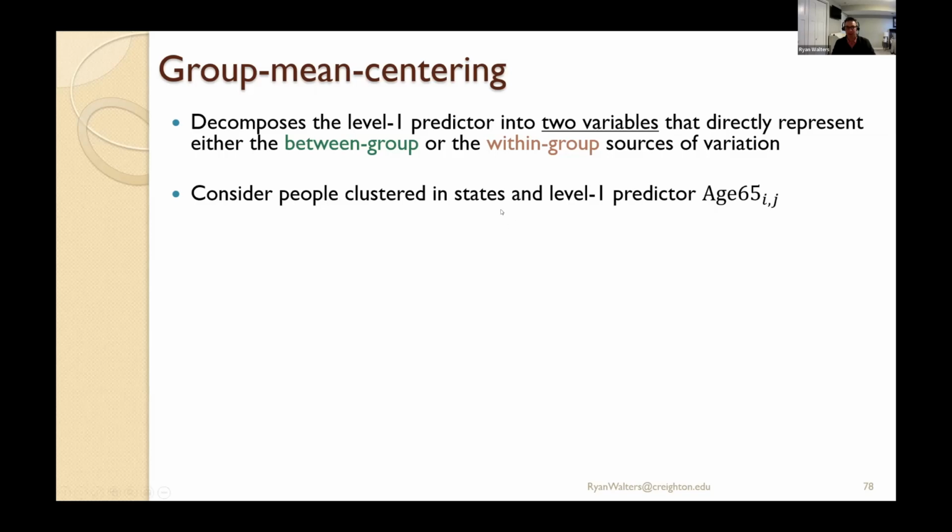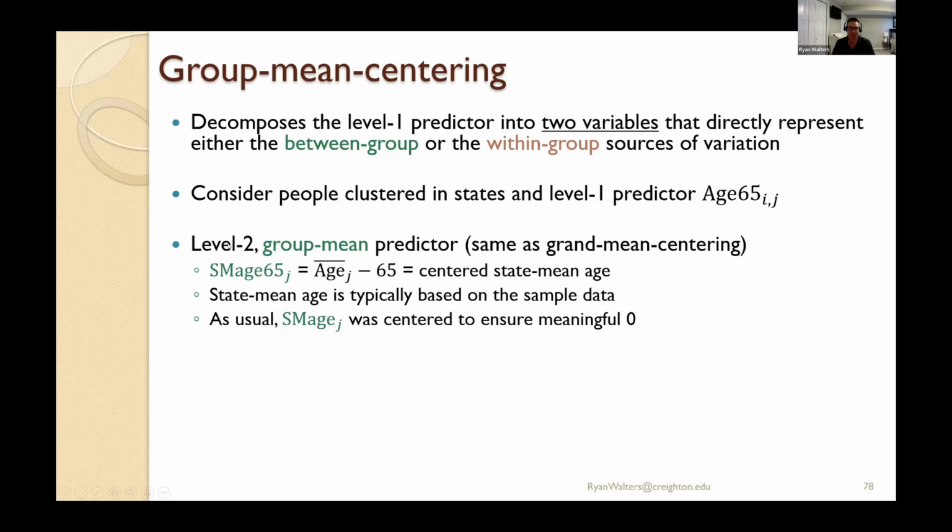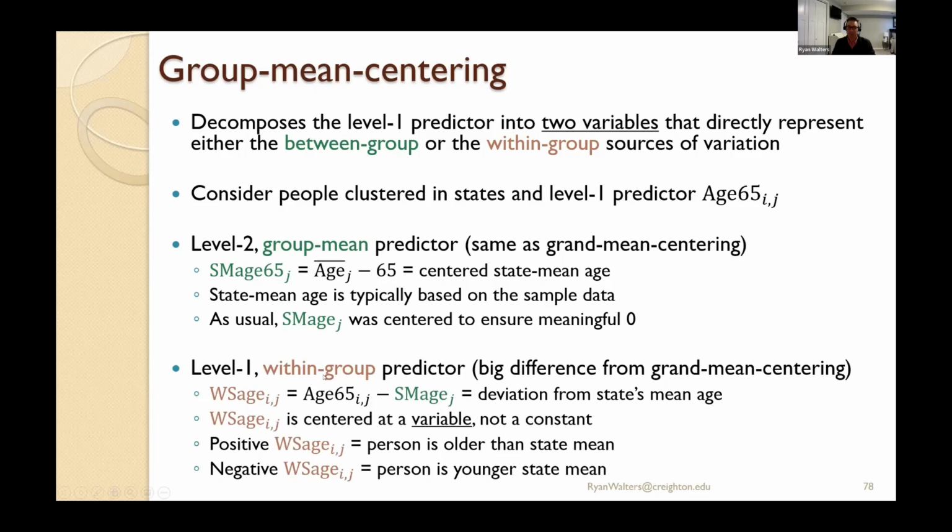So again, we're going to consider those people clustered in states and a level 1 predictor of age 65. That level 2 variable is still going to be state mean age 65. Okay, we're still calculating the mean age for each of the respondents in each state, subtracting off 65. This is exactly what we had done for grand mean centering. Again, the choice of group and grand mean centering occurs at level 1. What we're doing with group mean centering is we're taking that level 1 predictor, so age 65, and we are subtracting off the between state piece.